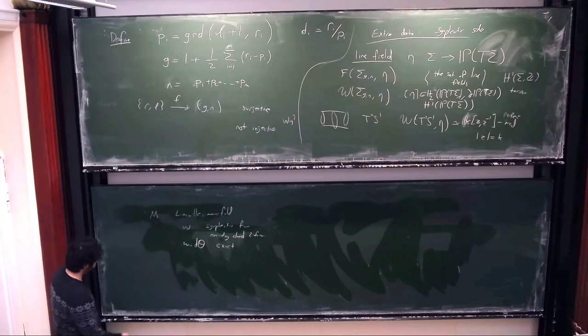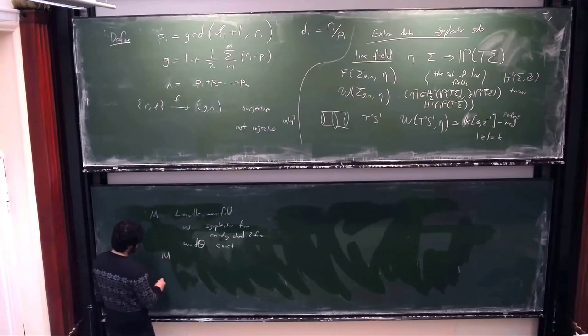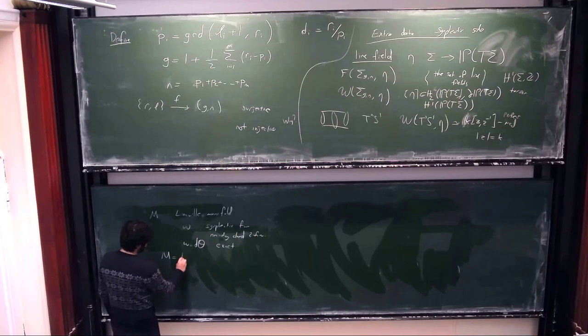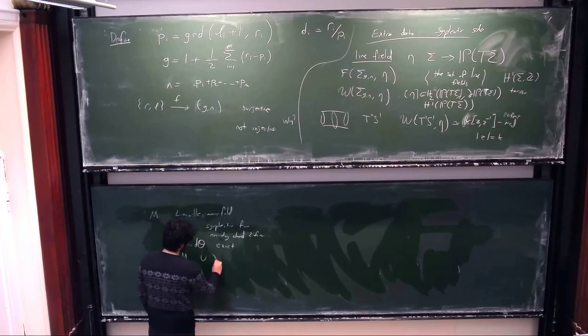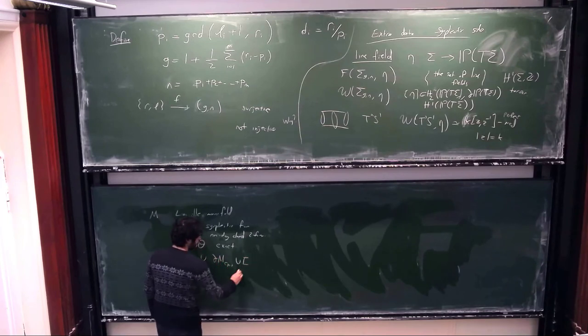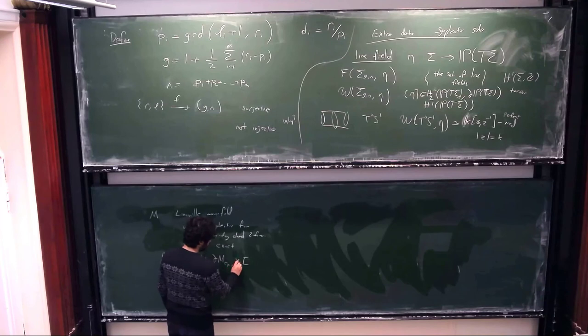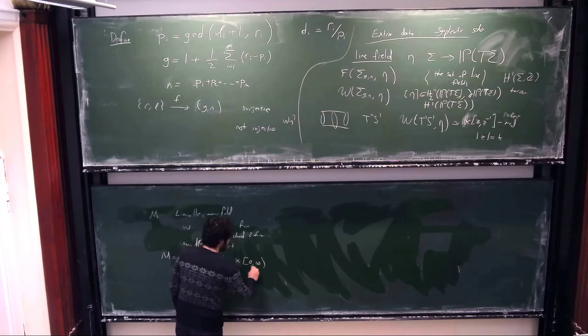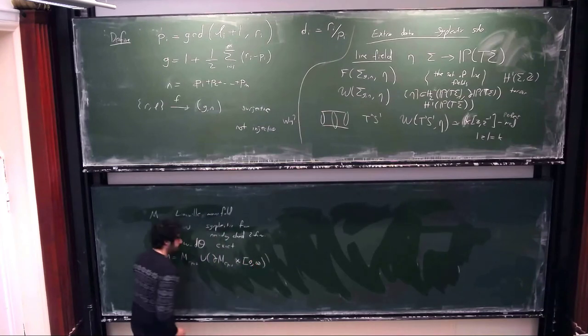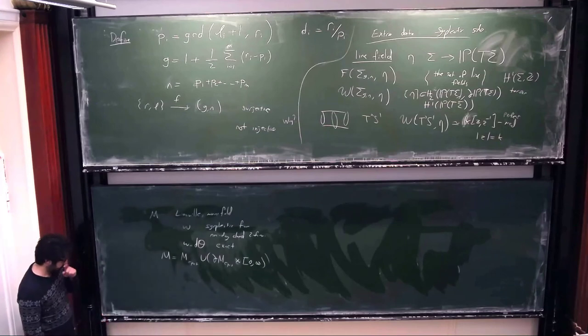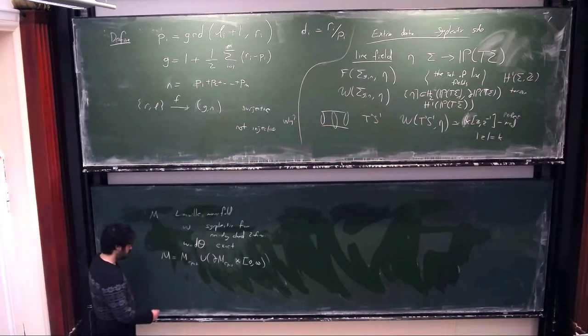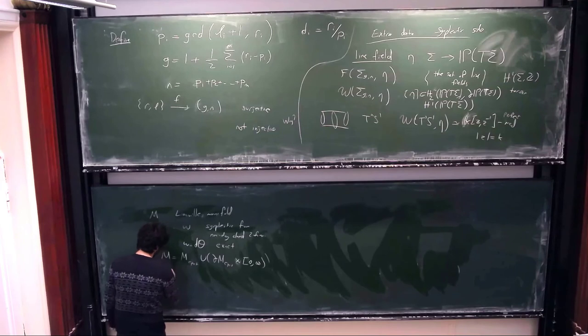And we require M to be of the form: a compact part, union the boundary of this compact part times a positive real line. So this is a kind of cylindrical end. Okay, and we require a Liouville vector field.